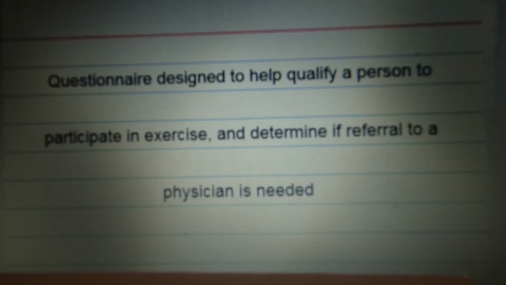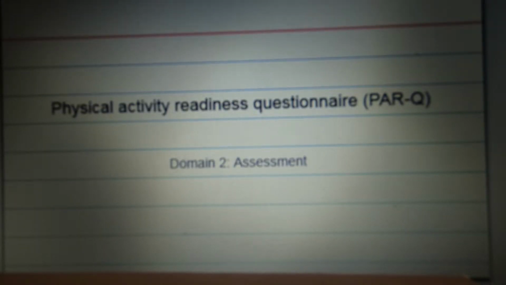Recreation and hobbies. Questionnaire designed to qualify a person to participate in exercise and determine if referral to a physician is needed. Physical activity readiness questionnaire, PAR-Q. A client's chronic conditions, past surgeries, injuries, and medications. Medical history.